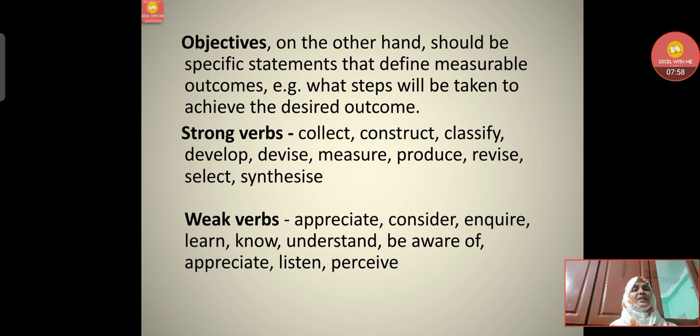Now objectives, on the other hand, should be specific statements that define measurable outcomes. For example, what steps will be taken to achieve the desired outcome. That is, strong verbs we should use. Students will be able to collect. If you give any project to the students, your objective will be: students will be able to collect. Maybe construct. Students will be able to construct. Students will be able to classify. Students will be able to develop, devise, measure, produce, revise, select, synthesize. So these are the strong verbs that should be used while writing learning objectives.